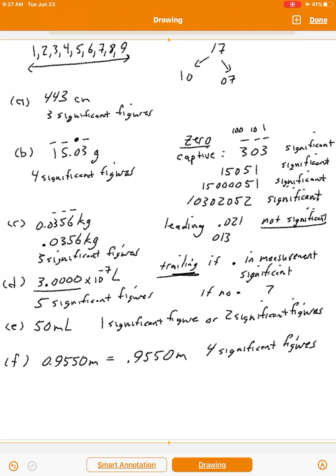Now I want to point out something about E that I forgot to tell you. If you wanted to tell people that the 0 was significant, one way to do that is just to put a decimal point after. Because remember, the rule for trailing is that if there's a decimal point, they're significant. So if I wrote that as 50 point, you'll see that in some of the problems, this would be 2 significant figures. It gets rid of the ambiguity.